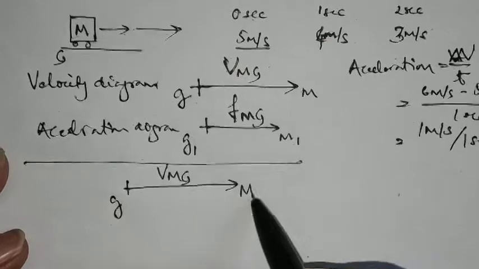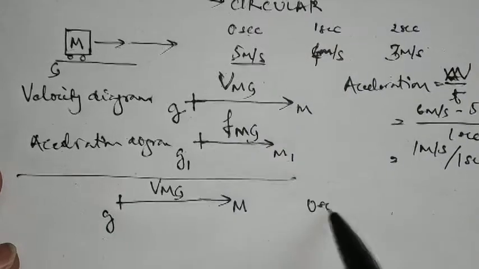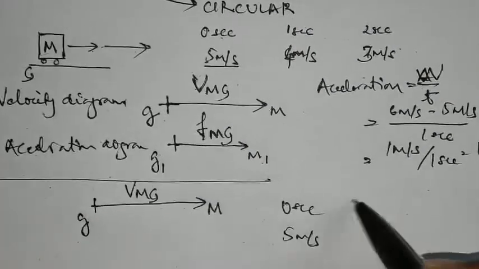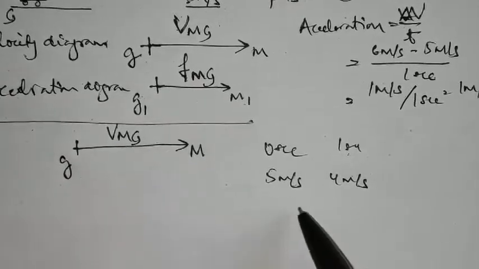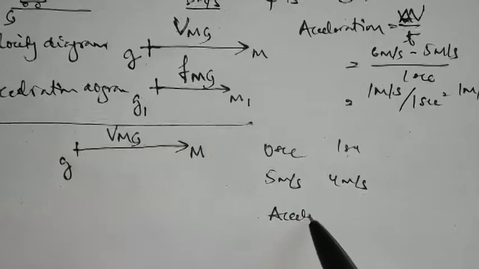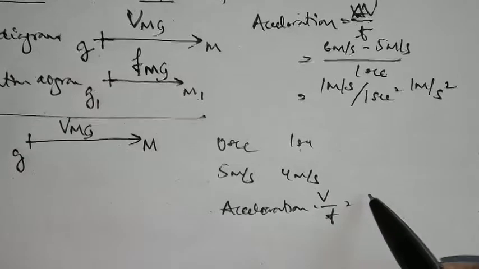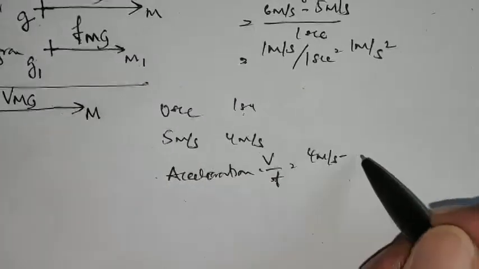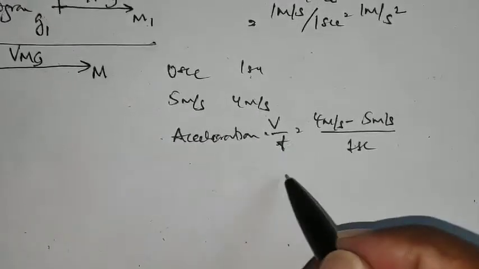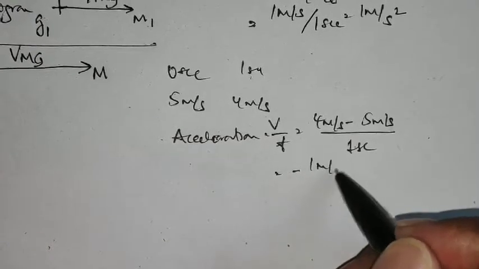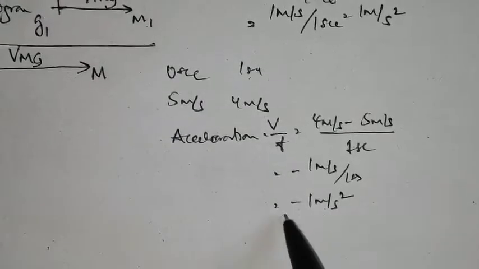So this is m. But if you want to draw the acceleration diagram where it is decreasing, that means at 0 second it is 5 meter per second, and after 1 second it is 4 meter per second. So there is a decrease in velocity. So for a decrease in velocity, you can say that acceleration is change in velocity divided by time. So final velocity, which is 4 meter per second minus 5 meter per second, divided by time, that is 1 second. So you finally get minus 1 meter per second divided by 1 second. So it is minus 1 meter per second square. So we have got this minus sign.